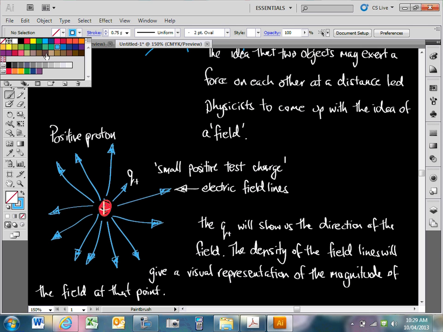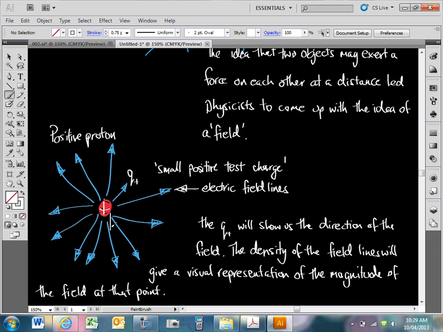Notice something also here. If I choose a point in space and look at the density of the field lines in that area there, and then the density of the field lines in the same area out here, what's the difference?